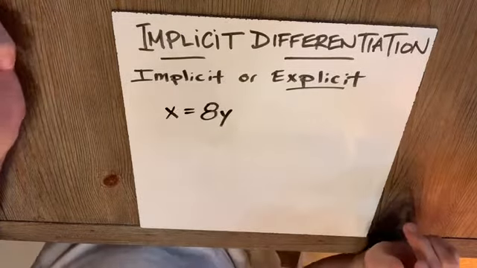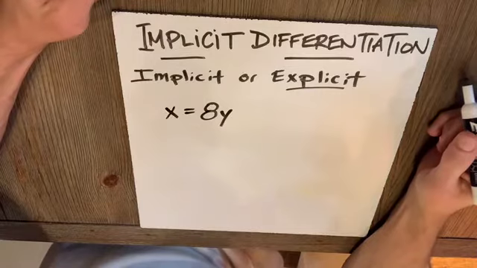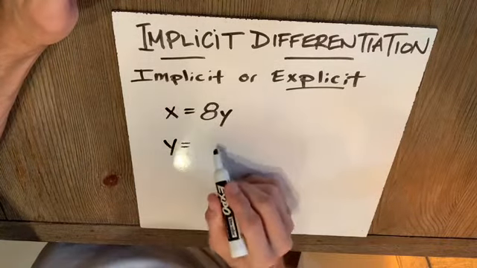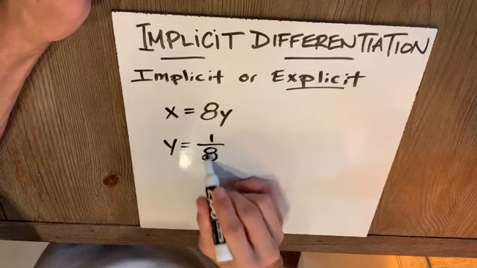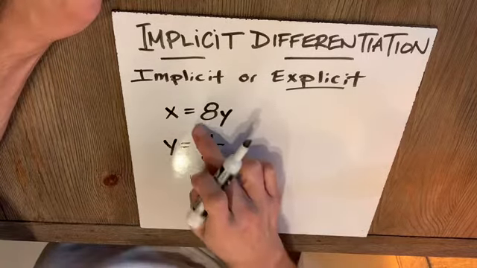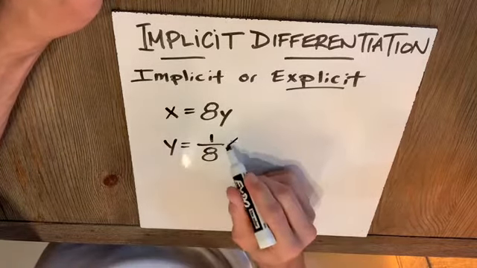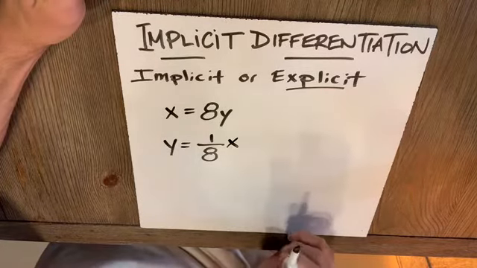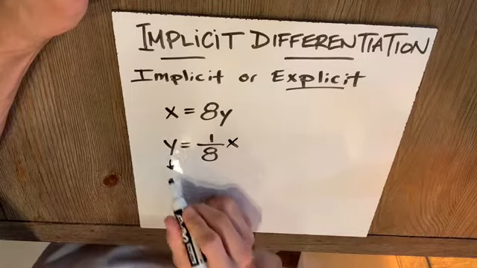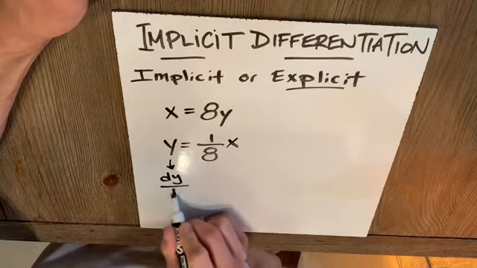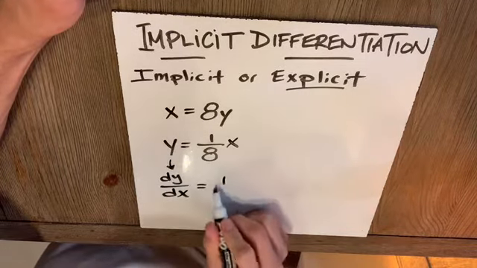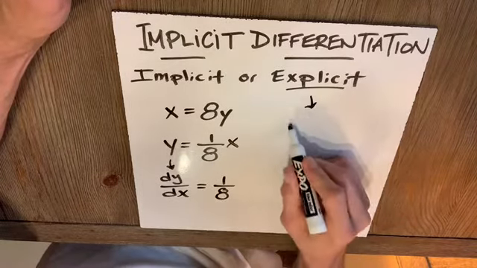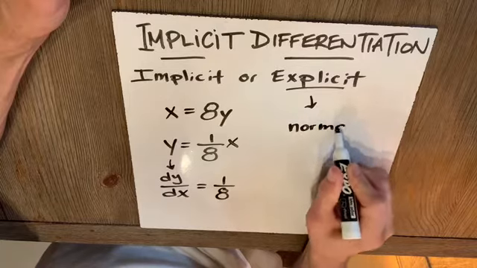Again, we're asking, should we use explicit differentiation or implicit? And here, again, it's fairly easy for us if we divide both sides by 8, or, as I like to do, multiply both sides by the reciprocal of 8 to get y equals 1/8 x. It was very easy for us to get y all alone. So the derivative of y, again, probably the most important thing from this board, is dy dx. And this is our explicit, or doing it the normal way.